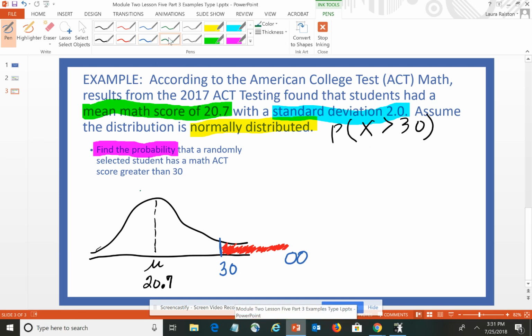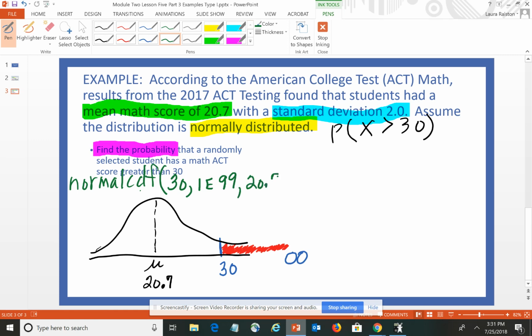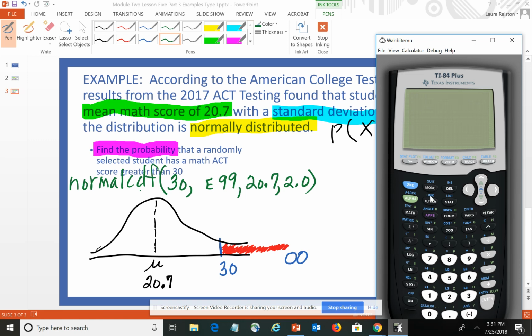So again, because I'm looking for a probability, I'm going to use the normal CDF command on my calculator. We always enter the lower value first. In this case, that's 30. The upper value, which is positive infinity. The mean, which is 20.7. And the standard deviation, which is 2. Okay, I'm going to pull my calculator up again and walk you through the keystrokes.